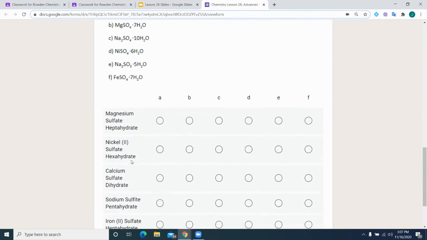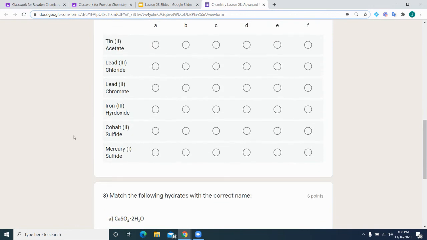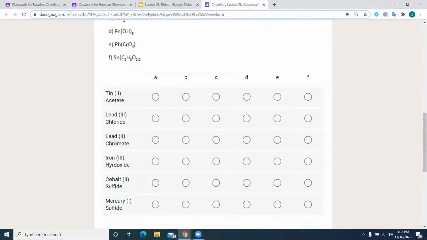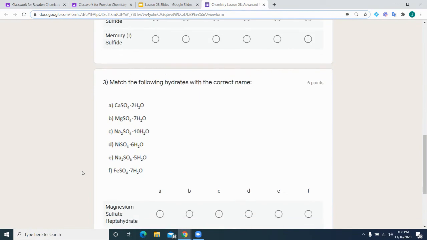So I will make sure to fix the mistake that we had on here where this needs to be a 4. By the time you do this, that'll be a 4.